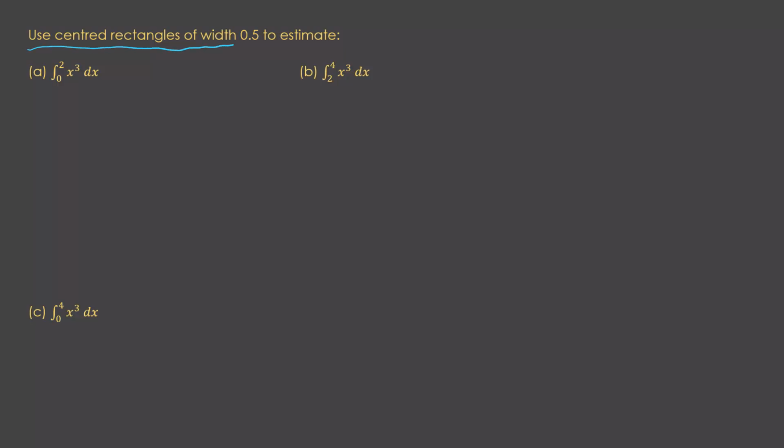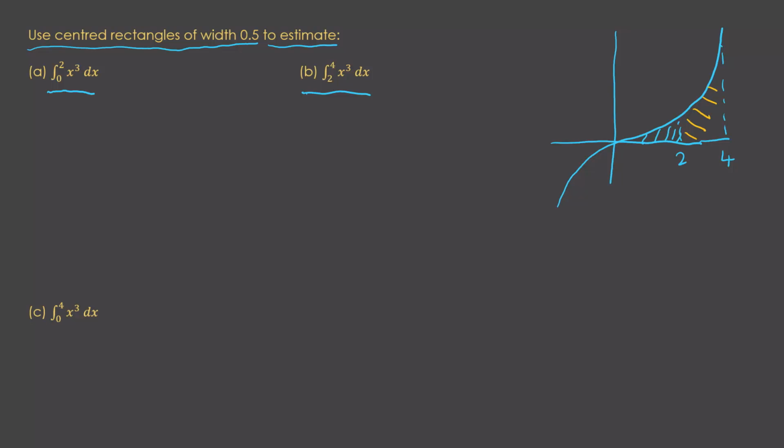Use centered rectangles of width 0.5 to estimate the following. So you can see that we have the integral from 0 to 2 of x cubed dx. So we think about x cubed. What we're saying is if that's 2, and a bit later on we've got 4 in here. So what we're saying here is integral 0 to 2, which would be this shaded area here. The next part is 2 to 4, which would be this area here.